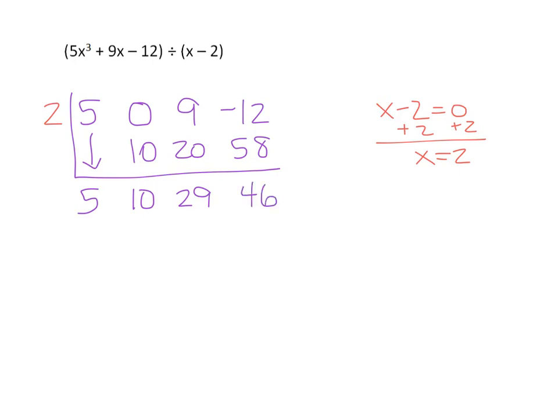And we are going to put a box around our last number, and then we're going to write our answer. So we have 5x to the second power. Again, if this up here is a third power, we're going to write a second power, plus 10x plus 29, and our remainder is 46.